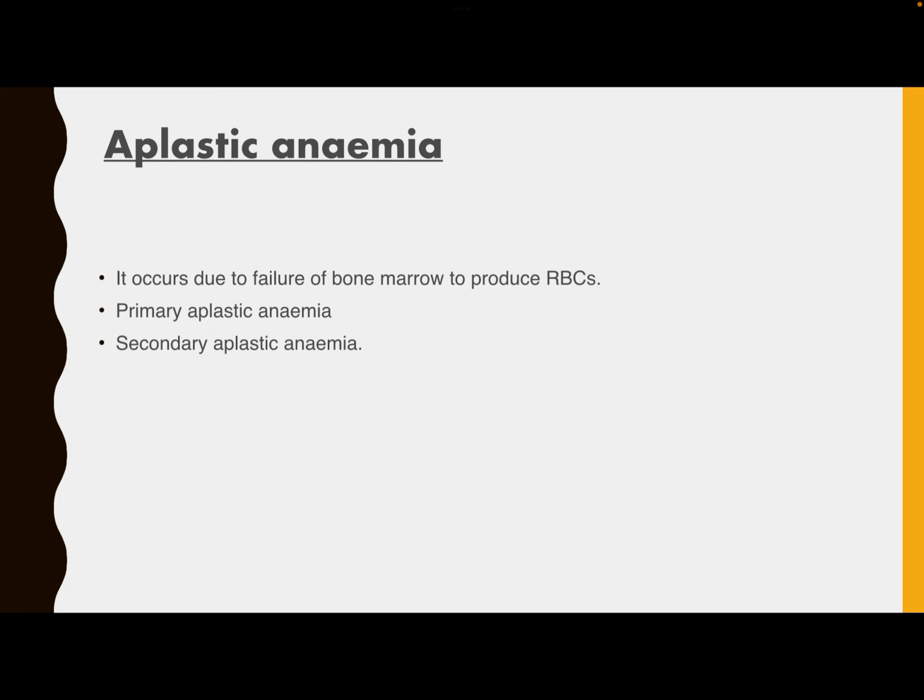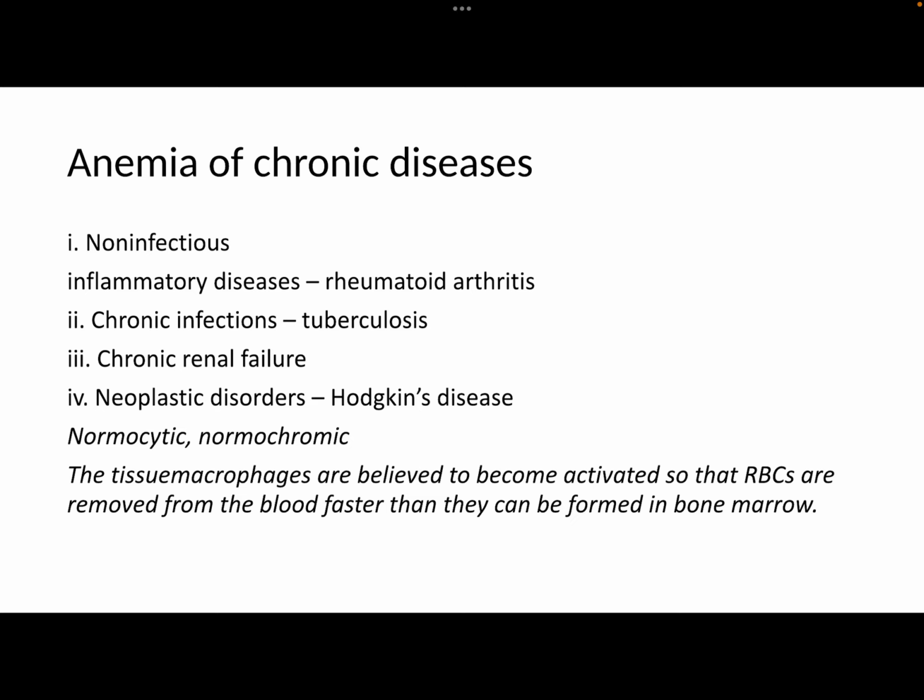Coming to aplastic anemia, aplastic anemia occurs due to the failure of bone marrow to produce RBCs. There are two types of aplastic anemia, that is primary aplastic anemia and secondary aplastic anemia. And the next one is the anemia due to chronic diseases. There are non-infectious diseases like inflammatory diseases, that is rheumatoid arthritis, chronic infections such as tuberculosis, chronic renal failure, neoplastic disorders, that is Hodgkin disease.